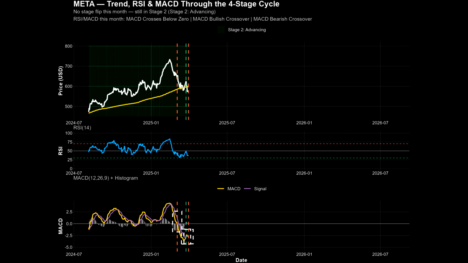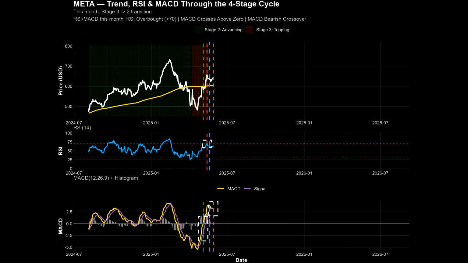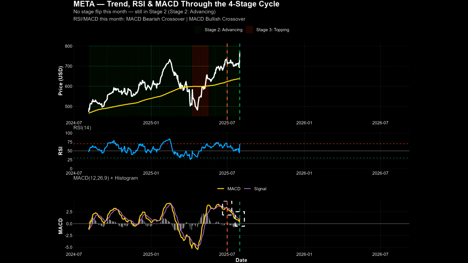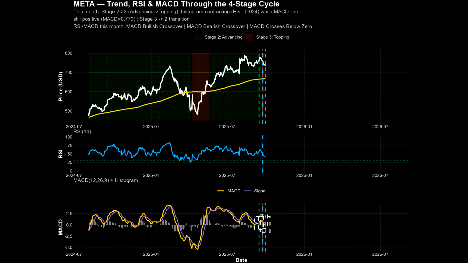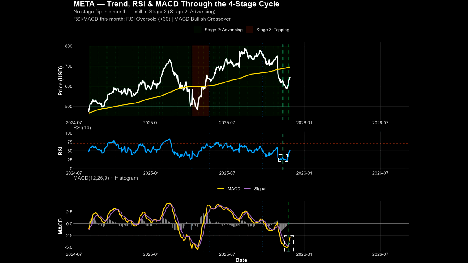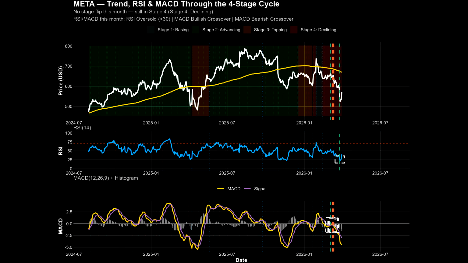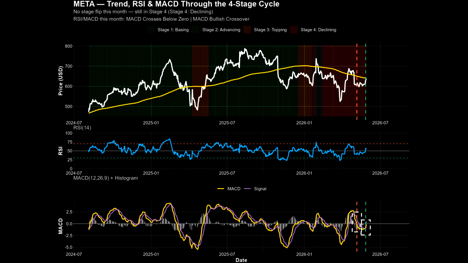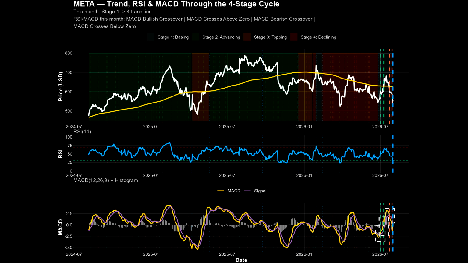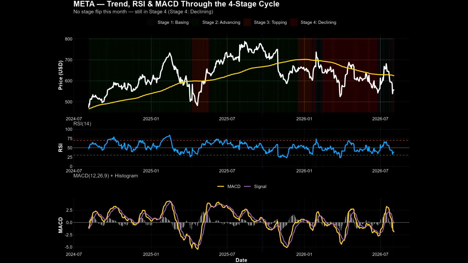Gray for basing, green for advancing, brown for topping, red for declining. RSI and MACD plotted underneath in their own panels. Trace the shading left to right. Price opens already in a green advancing stage near $470. That stage isn't a single clean run. It gets briefly interrupted by a topping band around the spring of 2025 during a pullback before flipping back to green and carrying price on up through the $700s.